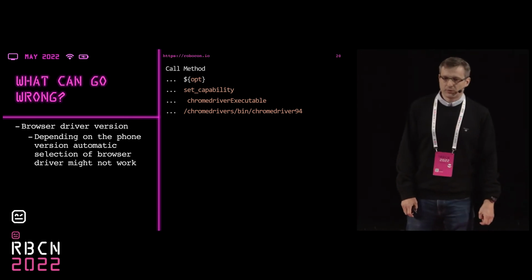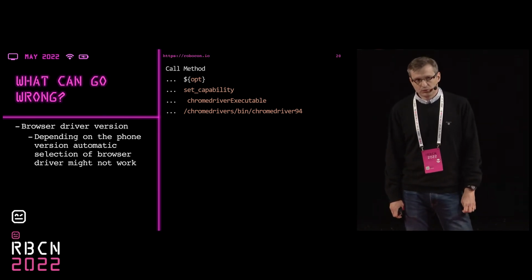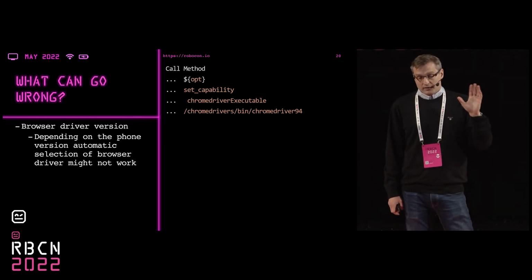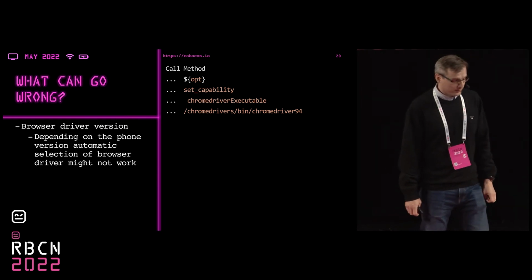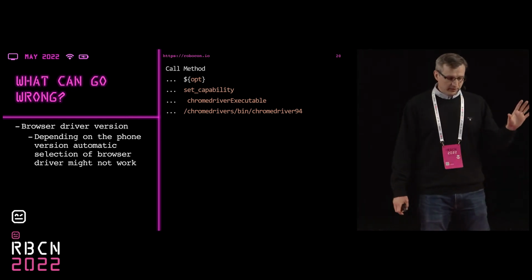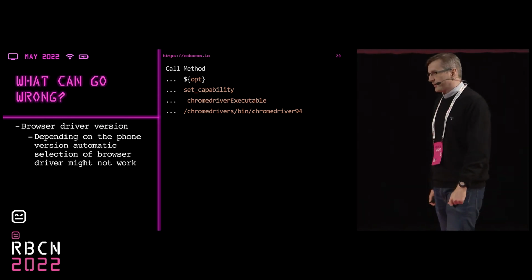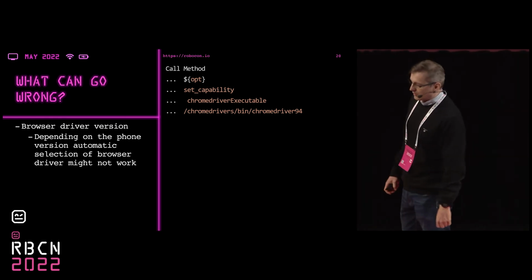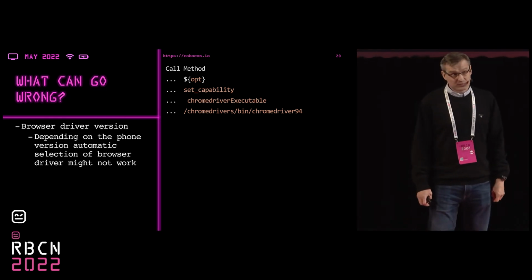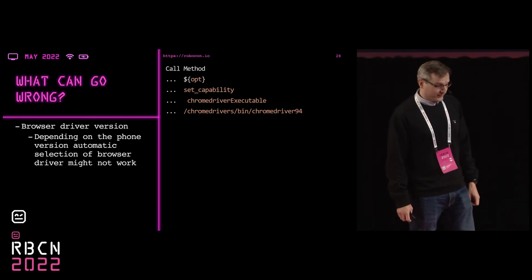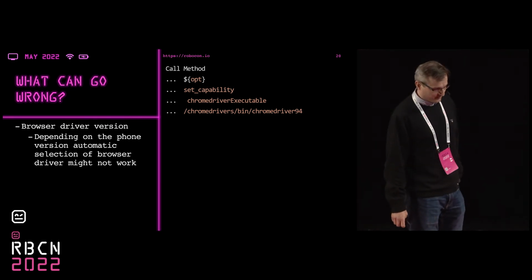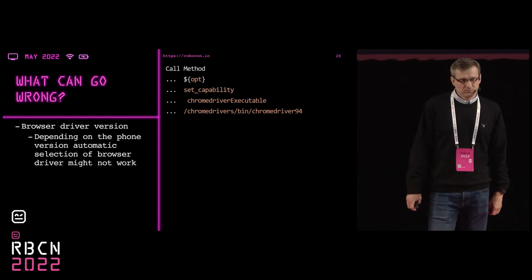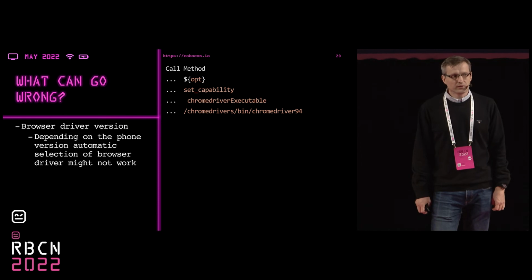Sometimes it happens, especially if you try to run the tests with the HybridApp on older phones. The specific version of the Chrome driver might be needed. So the Appium server tries to detect and guess what Chrome driver needs to be used, but sometimes it fails, and that is a bit of a flakiness of this approach. But with the new phones, most recent phones, that works quite fluently.